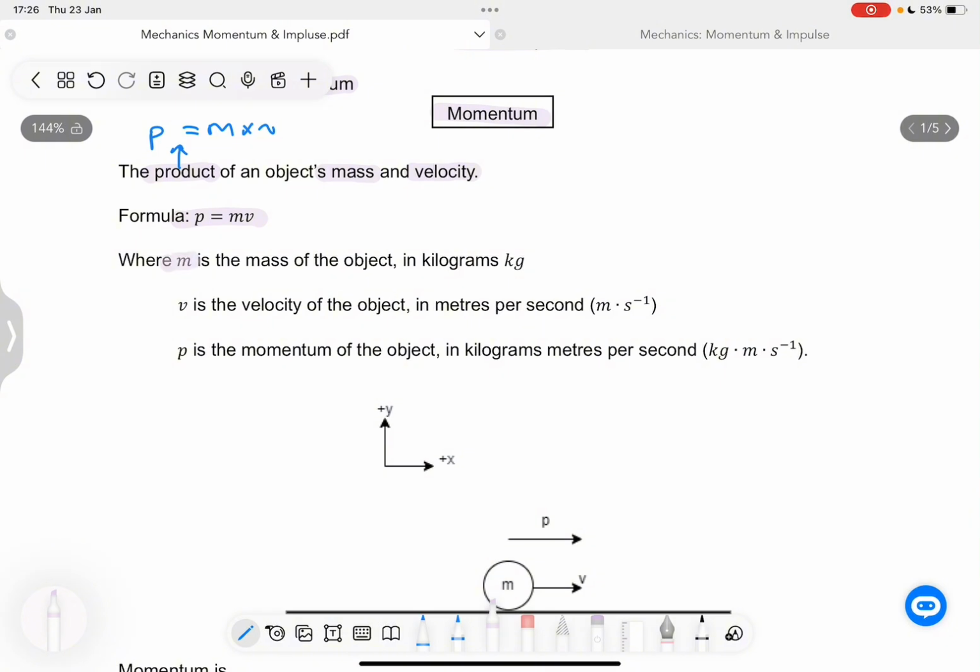In this formula, the m represents the mass, which is measured in kilograms, kg. The v stands for the velocity, and it is measured in meters per second. The symbol for momentum is the letter p, and the SI unit is kilogram meters per second.